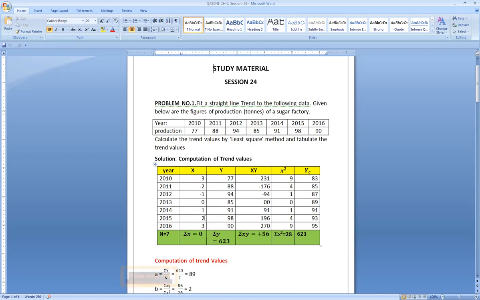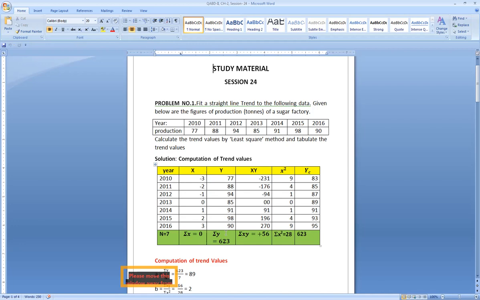15 minus 13 becomes 2. 2016 minus 2013 becomes 3. Therefore, sigma x value is 0. So we'll have to write down all the actual values given in the question, that they are the y values, x be the year and y is the production. That is 77, 88, 94, 85, 91, 98 and 90.